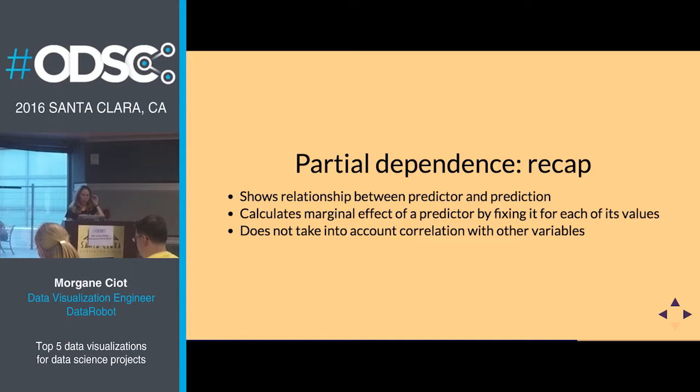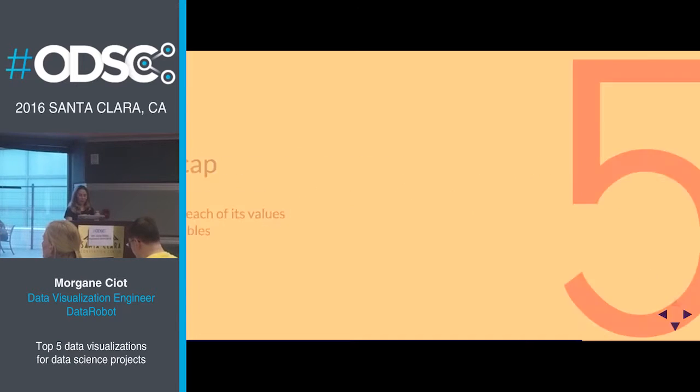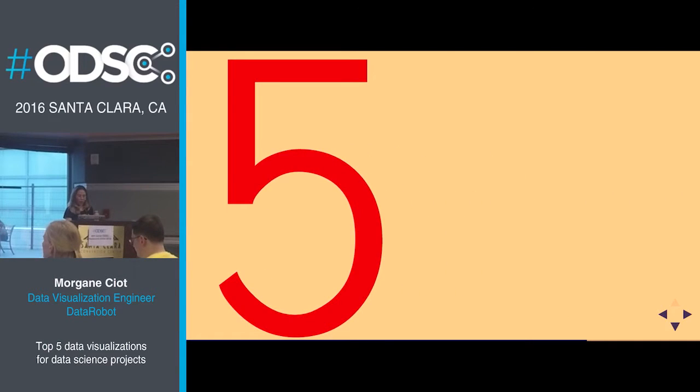So yeah, just a quick recap. Partial dependence shows you the relationship between a predictor and the prediction by calculating the marginal effect of a predictor by fixing it first for each of its values. And unlike the predicted versus actual chart, it doesn't take into account correlation with other variables. Okay.